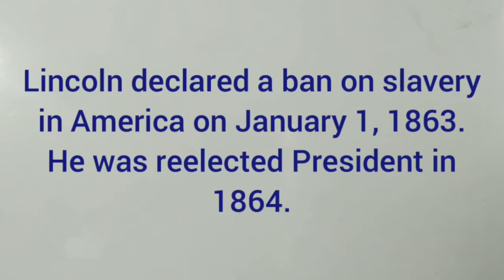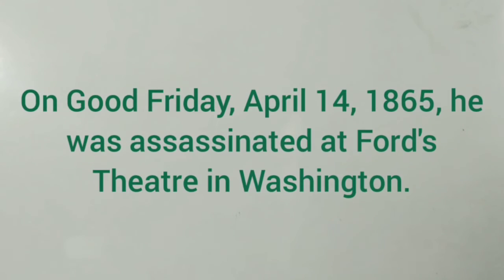Lincoln declared a ban on slavery in America on January 1st, 1863. He was re-elected president in 1864. Here also you will get some information that he is famous for his ban on slavery. On Good Friday, April 14, 1865, he was assassinated at Ford Theater in Washington. Unfortunately, he was assassinated, and it was in Washington.